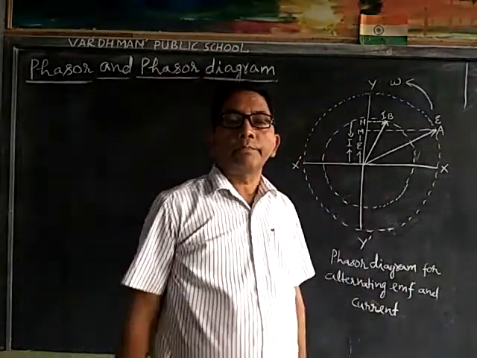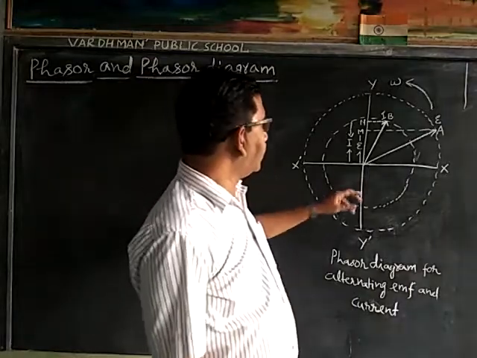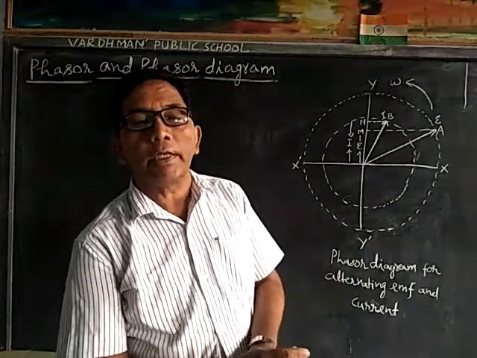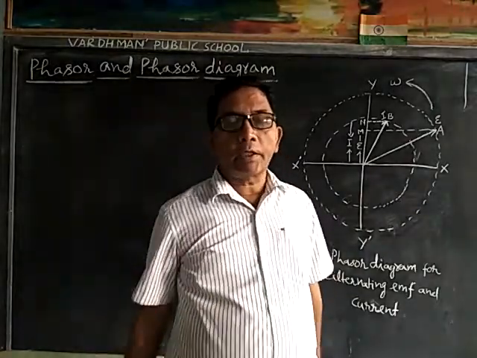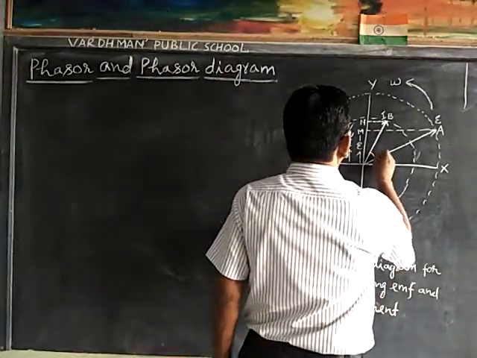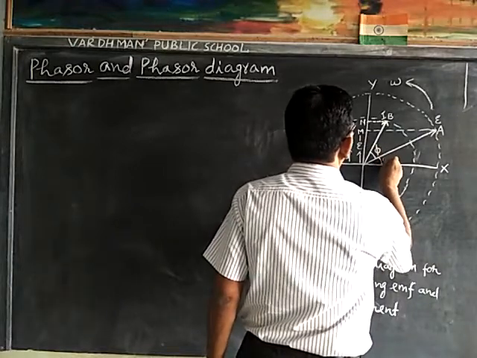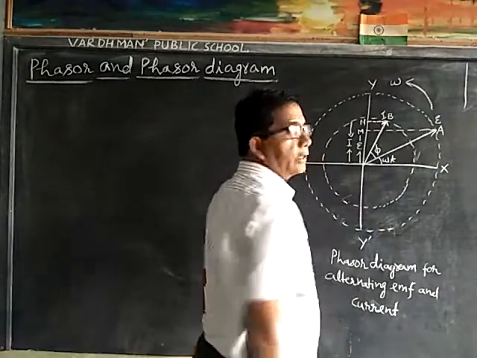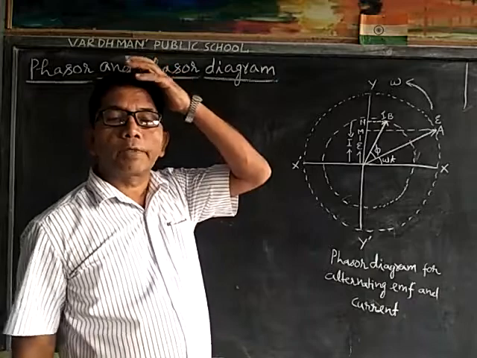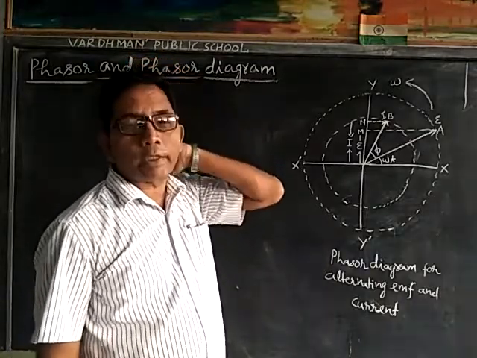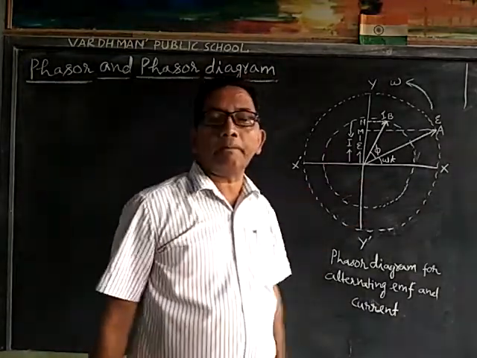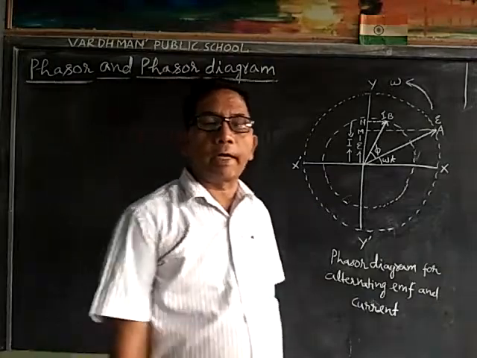A diagram that represents alternating current and voltage of same frequency as a rotating vector, along with some proper phase angle between them, is called phasor diagram. This is omega t and this is phi.